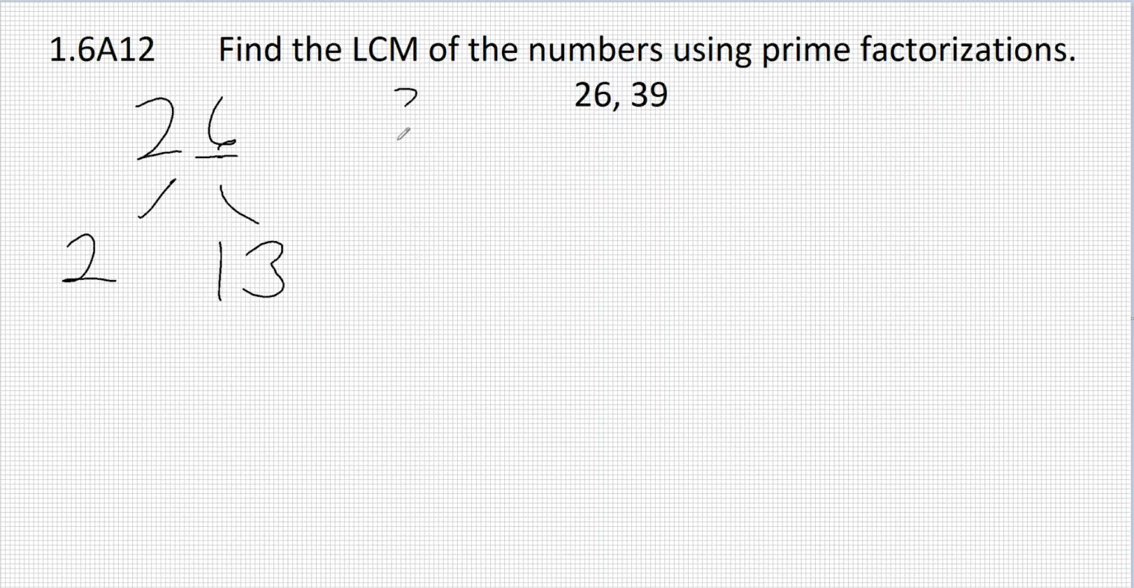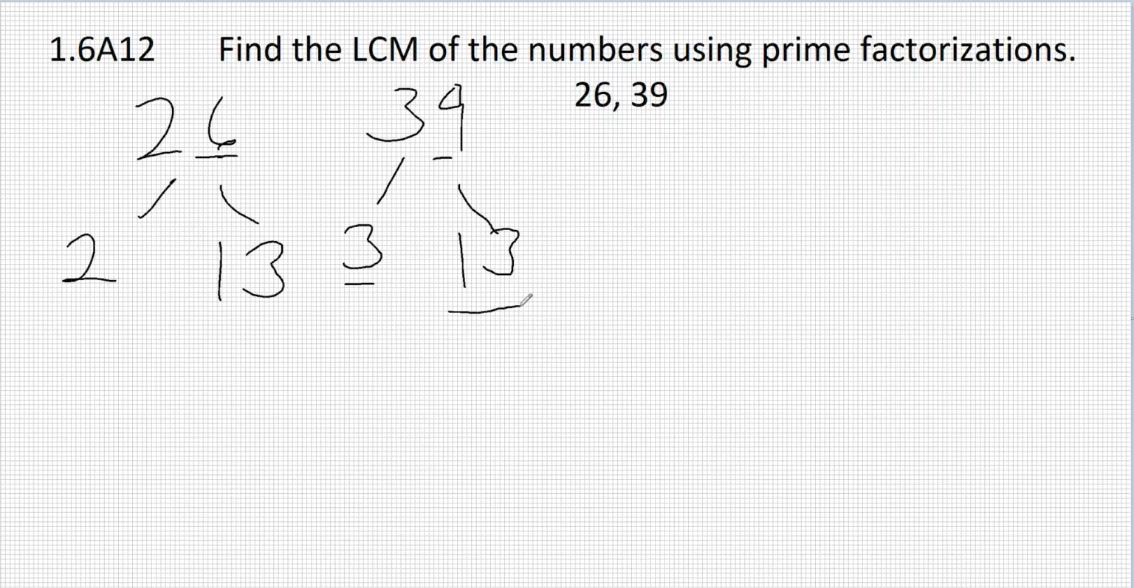So now let's factor 39. 2 will not work because this is not an even number, but 3 will because 9 and 3 is 12, and we know that 3 will go into 12. So let's use 3 here, and 3 goes into that 1 time, and 3 goes into 9 3 times. So we end up with 3 and 13. And that is done because both of these numbers are prime.